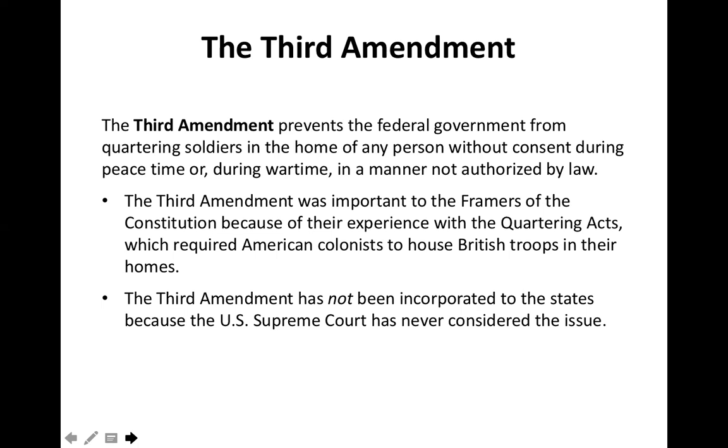So this was important to the framers of the Constitution because of the Quartering Acts, which required colonists to house British troops in their homes. Think how odd it would be if an invading force, you're forced to share your room with a Russian soldier or something like that. It'd just be craziness.